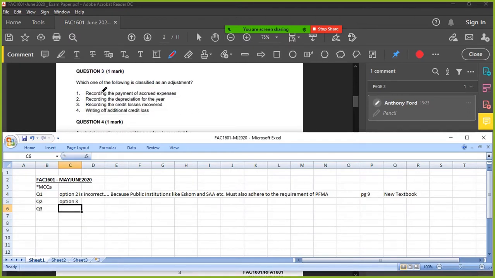Question 3. Which one of the following is classified as an adjustment? Recording the payment of an accrued expense, recording the depreciation for the year, recording the credit losses recovered, writing off additional credit loss. Easy question. Which one are you going with?